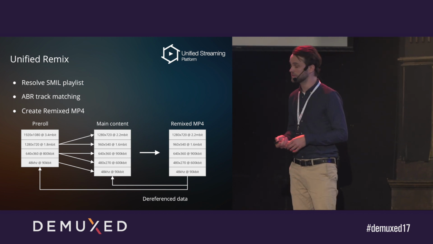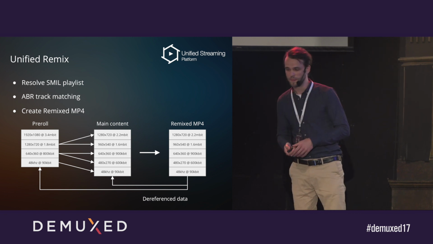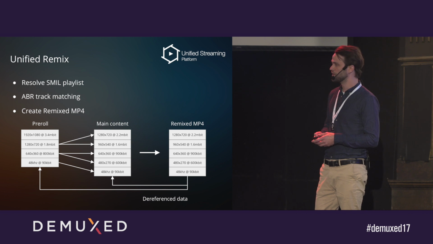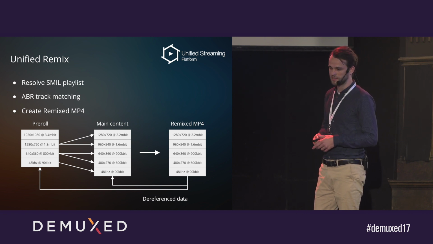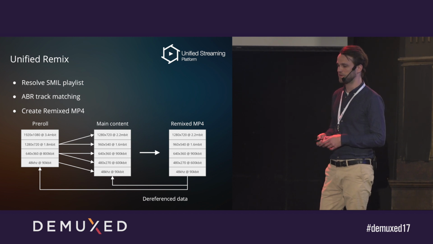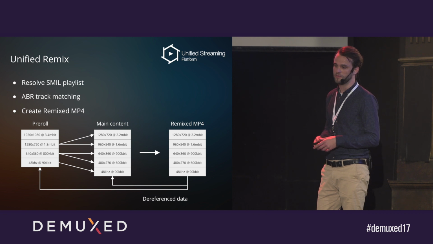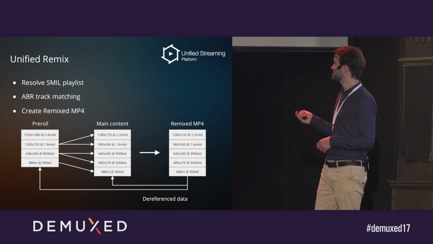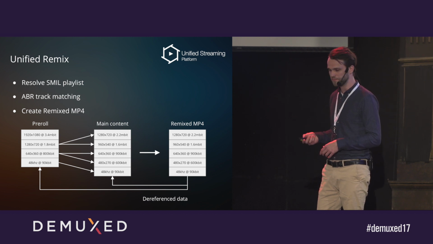So after we've done this matching of ABR tracks, we create another MP4 file. And this MP4 file is a representation of the different pieces of content. And most importantly, it uses dereferenced data. So usually you can just put self-contained data into one file. But what we do here is we just dereference the data. We just point to the external pieces of content. And this is very important because we can cache this MP4. This MP4 is only a couple of megabytes big, so we can cache it and use it subsequently.